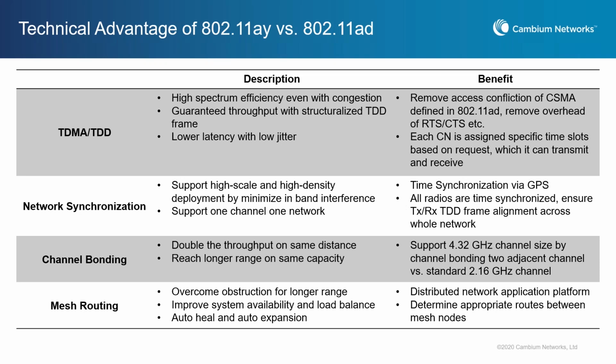More than that, 11ad defined the channel size as 2.16 gigahertz. When we move to 11ay, the standard defines wider channels through channel bonding. For our product, our hardware is ready for channel bonding, so we can support a 4.32 gigahertz channel, which means I can double the capacity using the same hardware.